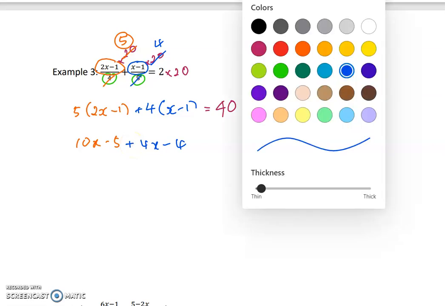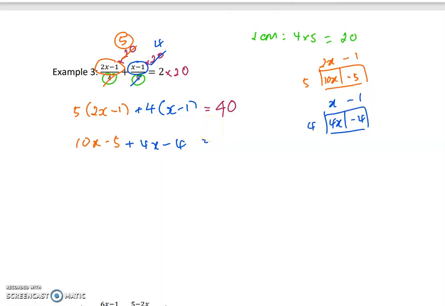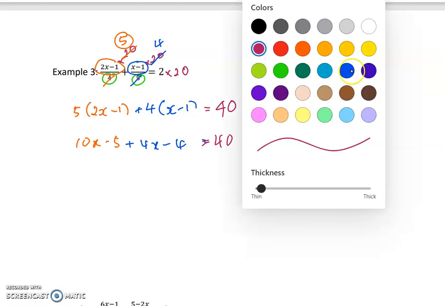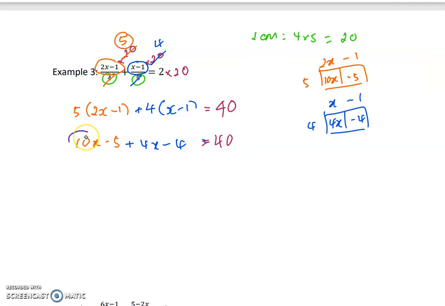And of course, we still have the equals to 40 on the right hand side. Like terms can be added up. So as you can see from here, let me choose a different color. Okay, here. 10x and 4x can be added up. So we are going to get 14x.